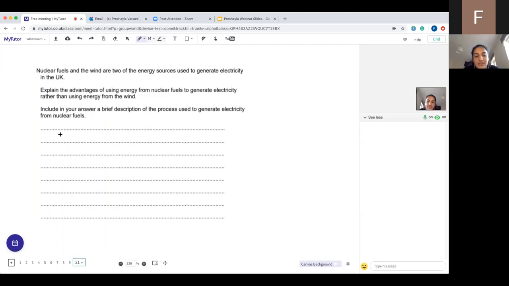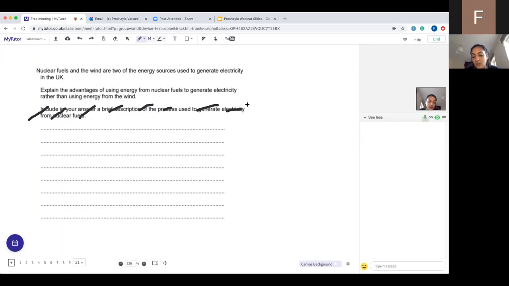So it says, include in your answer a brief description of the process used to generate electricity from nuclear fuels. I want you to ignore this because this is not part of your specification anymore. Okay, so that's one thing to note, is that you don't need to know the processes of creating the energy. So you don't need to know how a hydroelectricity dam creates electricity. You do need to know the advantages and the uses and all of that, but don't worry about knowing the processes. They took that out of your GCSE, even if you do higher tier.